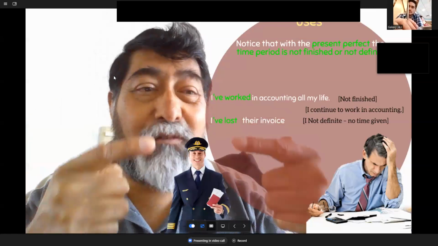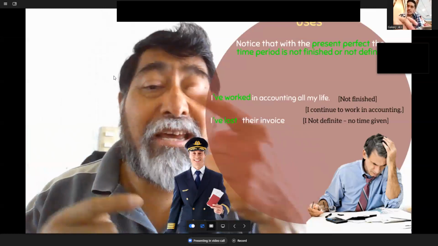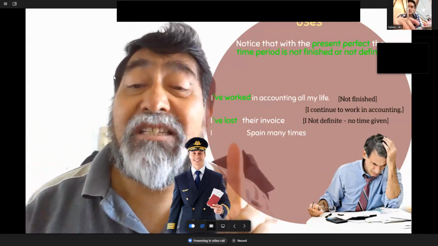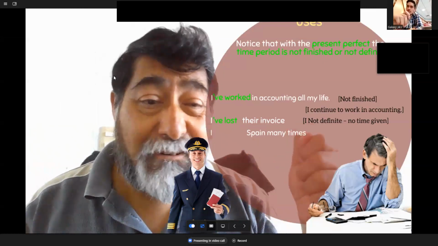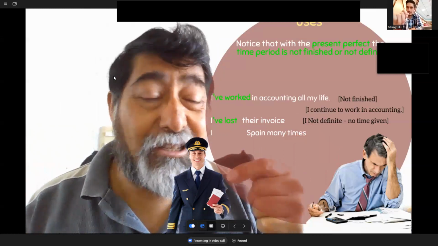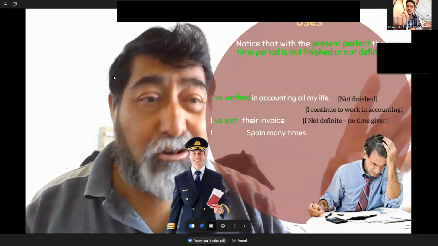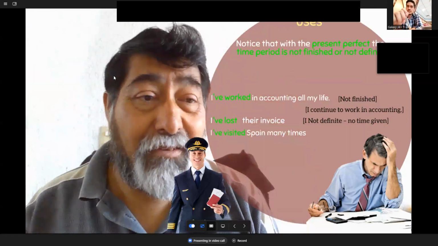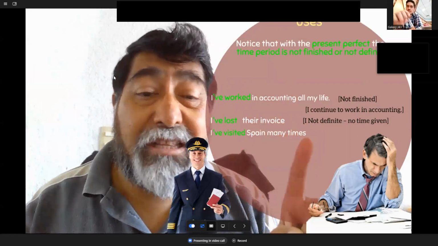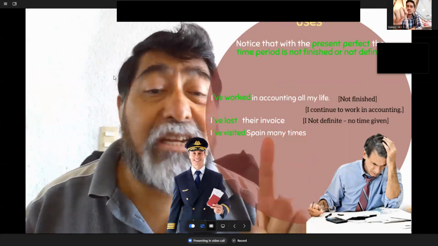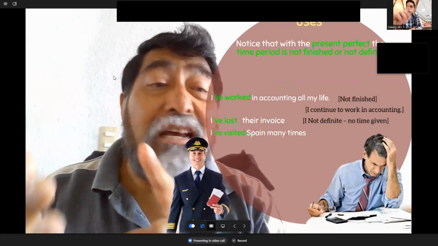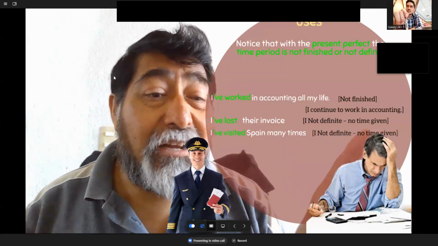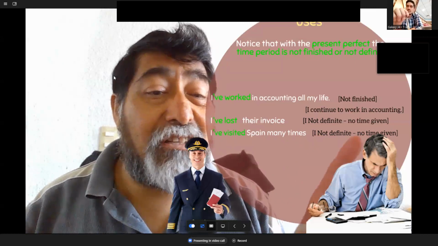Okay. The situation of the pilot is similar to Kumiko. Imagine that this is George, the pilot, and he says, I have visited Spain many times. He has his passport in the hand. As a pilot, he must have his papers ready to visit any country. So we say, a pilot has visited Spain many times. But we don't have the specific time when the action occurred. We know that the action occurred many times, but we don't have the specific times. Last month, last year, in February, in March, we don't have the specific time. So no time is given. Time is not definite.